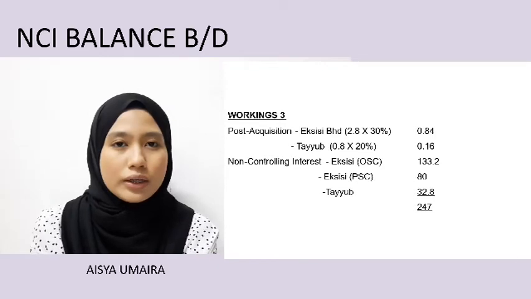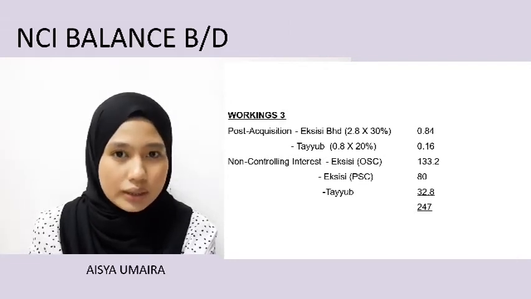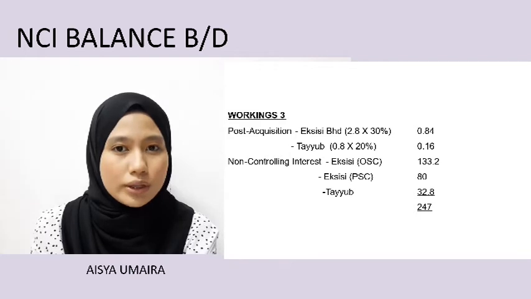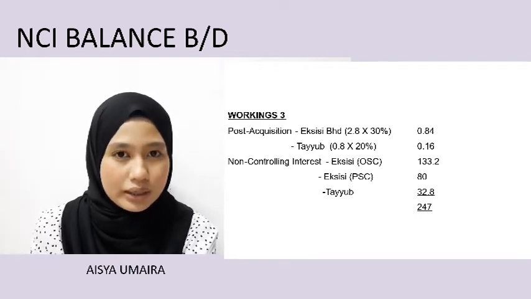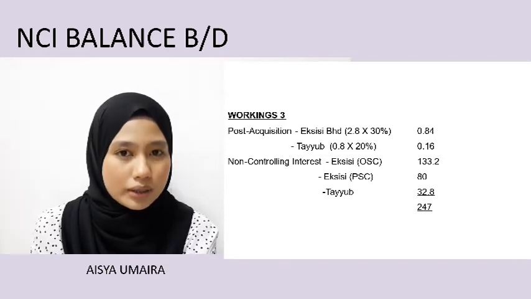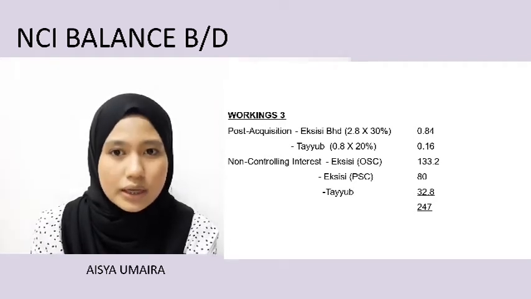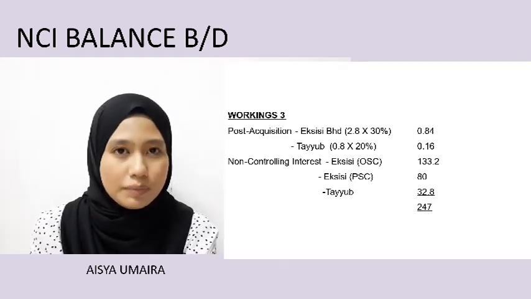For the workings, we calculate the balance breakdown for NCI. For post-acquisition of XCC, we multiply 2.8 with 30% and we get 0.84 million, and for Tayyub 0.8 times 20% and we get 0.16 million, and the non-controlling interest for XCC ordinary share capital, XCC preference shares and Tayyub are as mentioned in the schedule previously, so the total will be 247 million.